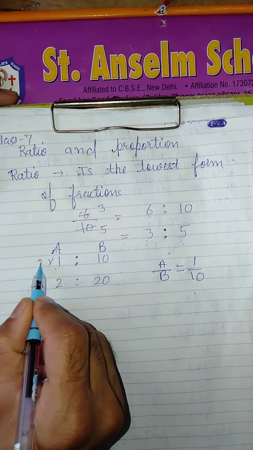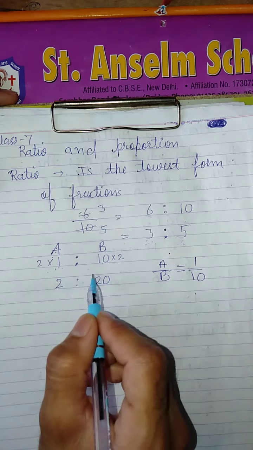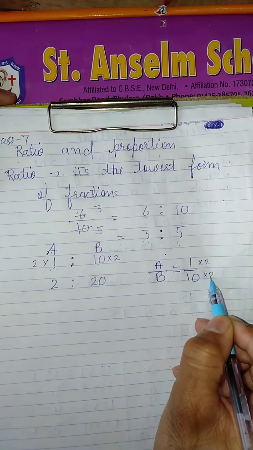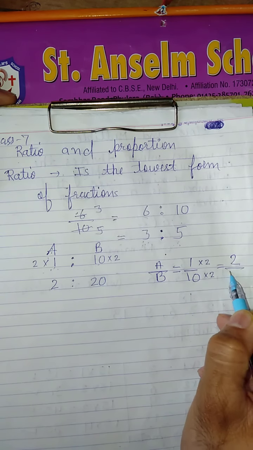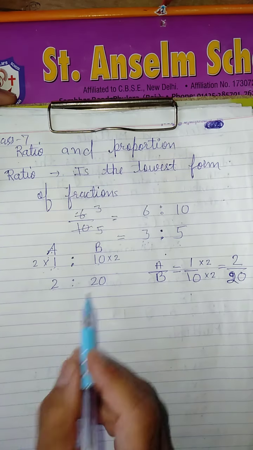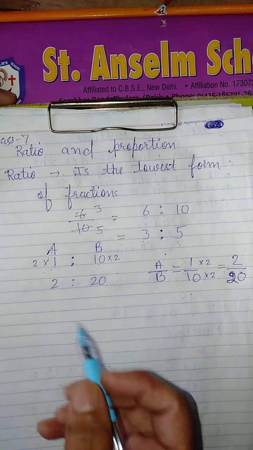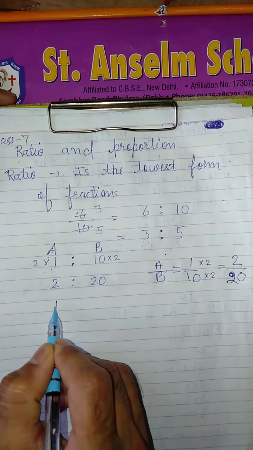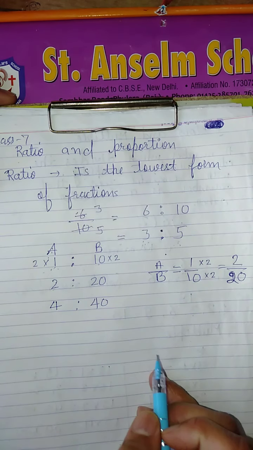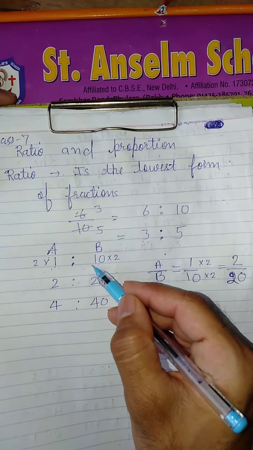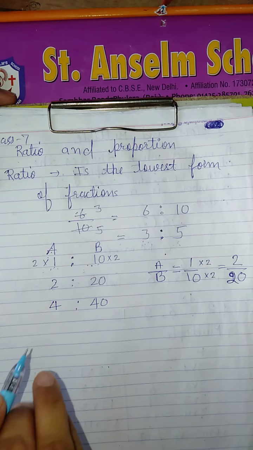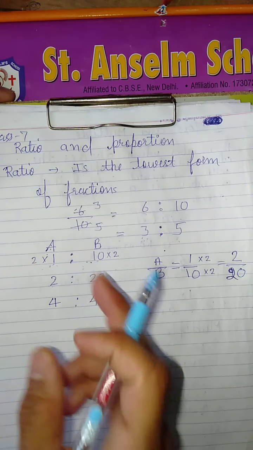That means we are multiplying both sides by 2. As we know, for equivalent fractions, we can multiply numerator and denominator by the same number. So 2 and 20, this is a fraction. We can take, if this one is 4, then this will be equal to 40. So this is the lowest form. Ratio is the lowest form. This is ratio. It means a fraction is itself a ratio, but ratio is the lowest form.